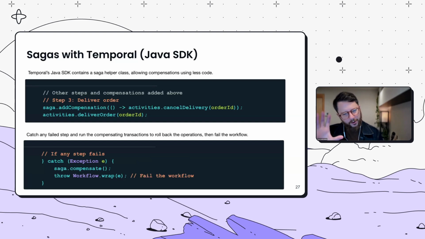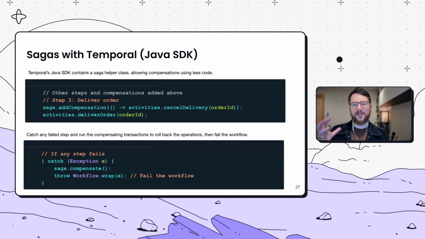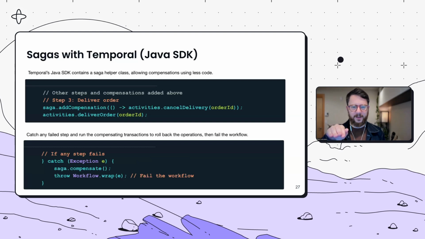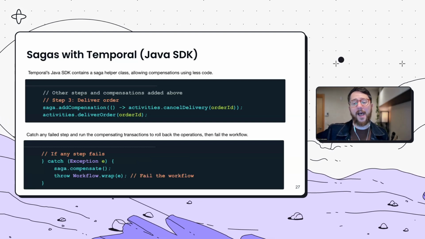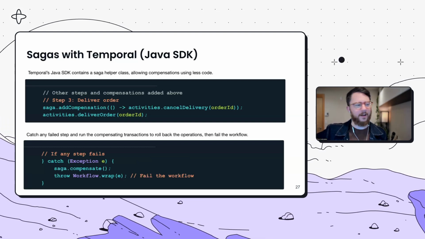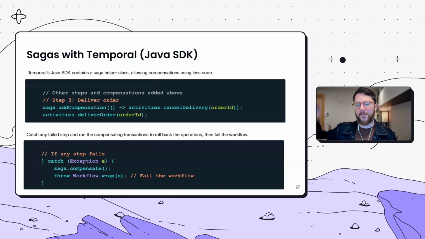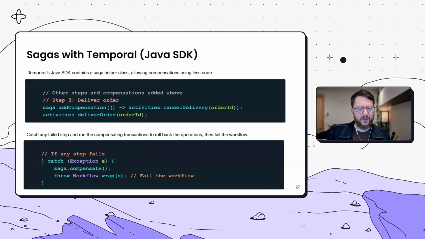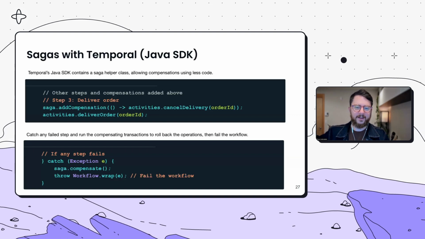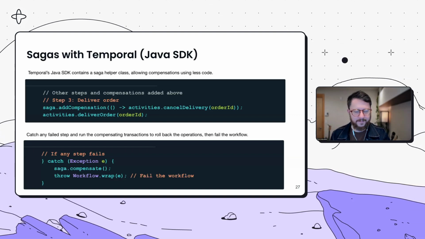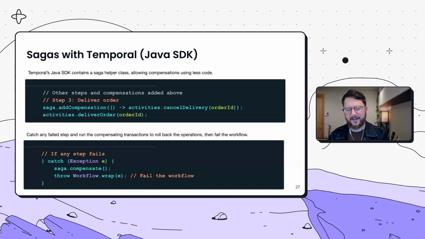And so if we reorganize our code to use this Saga helper class in Java, what you end up with is you have the compensation step that you add first. And then in this case, it's step 3 again. So the compensation we're adding is cancel delivery if the delivery fails, right? And then we try deliver order. And let's assume that deliver order fails again. Delivery service is really bad today.